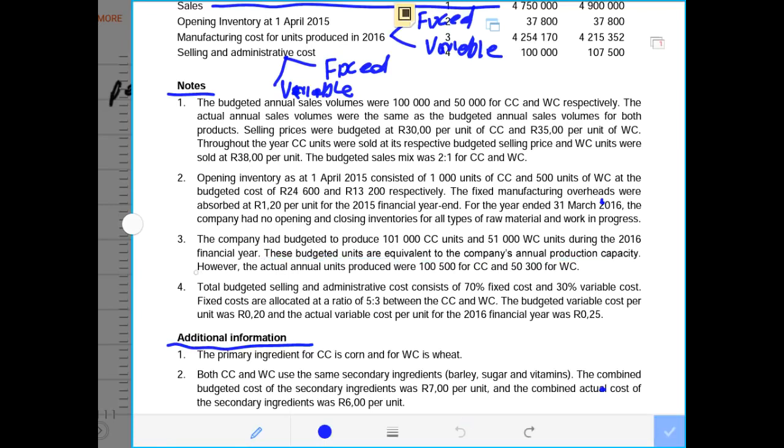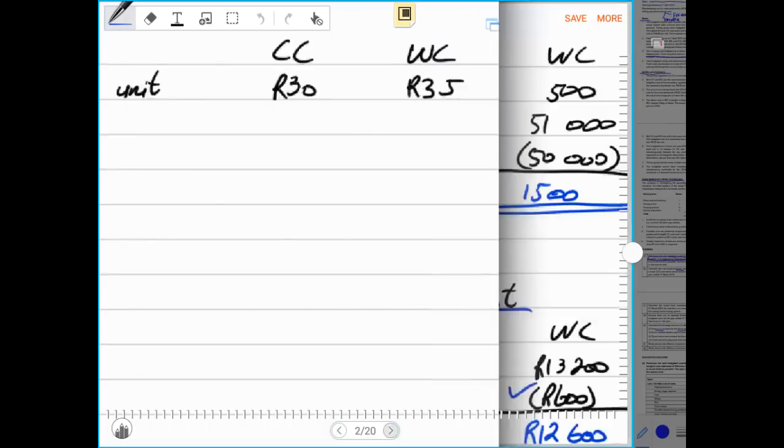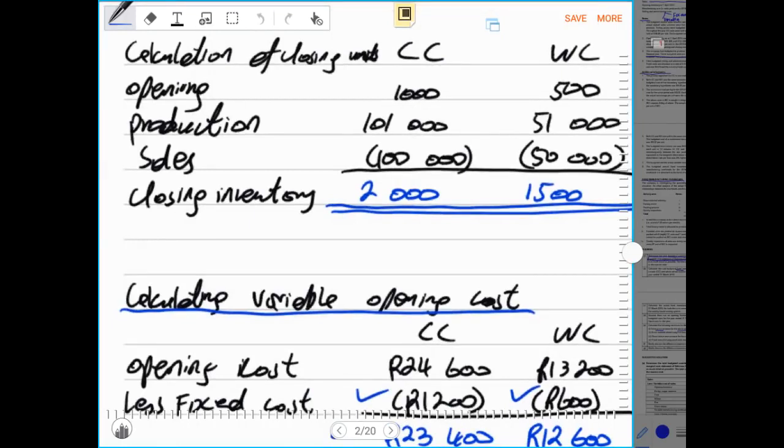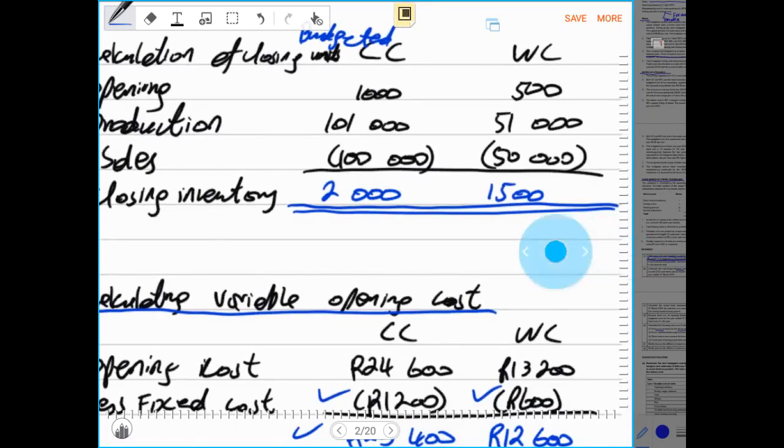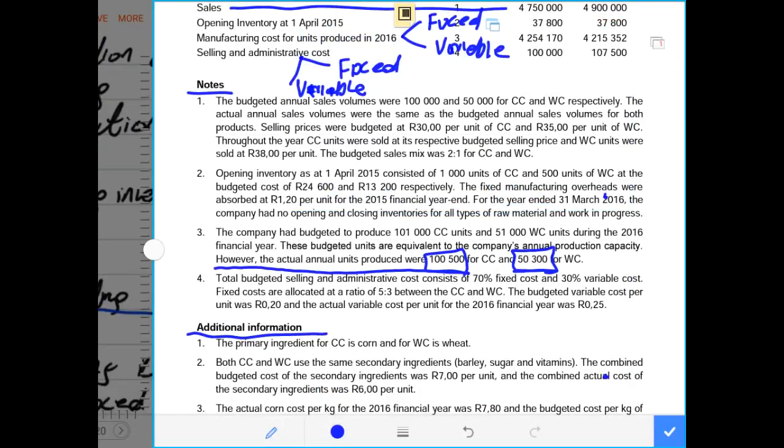And it says, however, the actual units manufactured were 100,500 and actual production was 50,500. So now this is the actual production, not the budgeted production. Remember, I provided information here on the closing based on the budgeted. This was budgeted information. I was not dealing with the actual as yet. So now in this case, they are giving me the actual information.